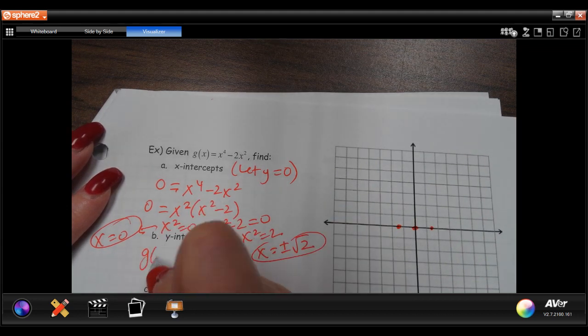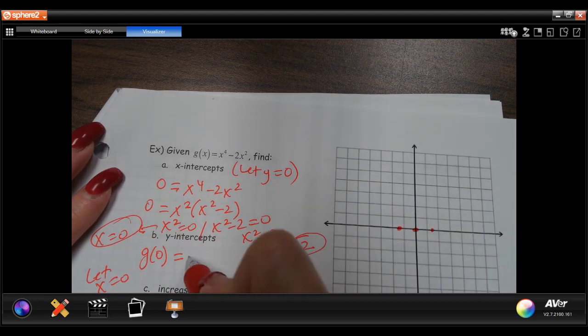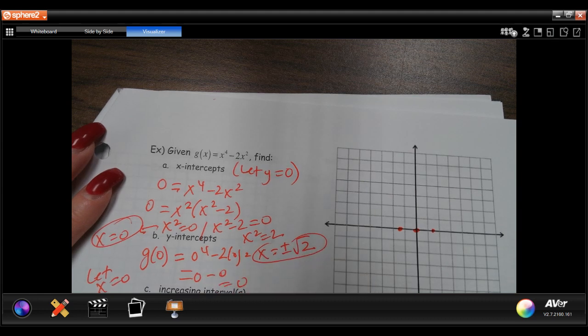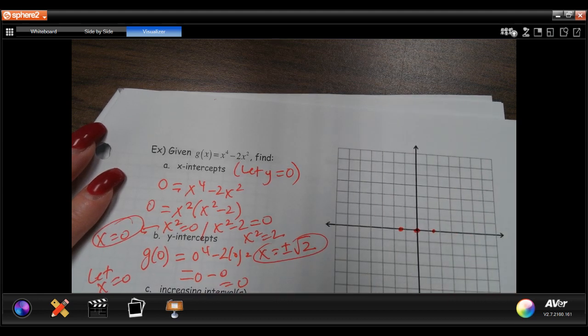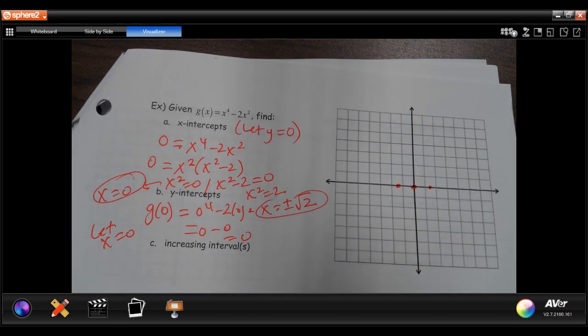Y-intercepts, I'm going to do g of 0. So I'm going to let x equal 0. So it's 0 to the 4th minus 2 times 0 squared. 0 minus 0 is 0. So that's right there. Okay, then from there, I need to go to my graphing calculator.